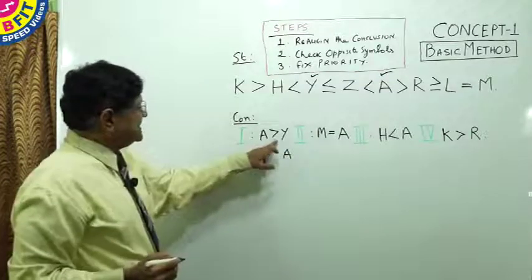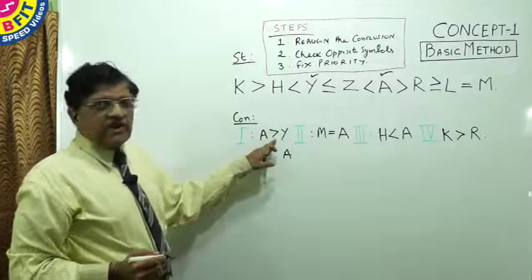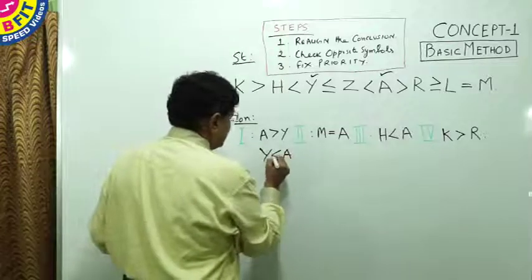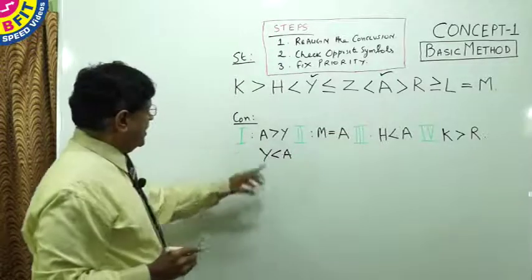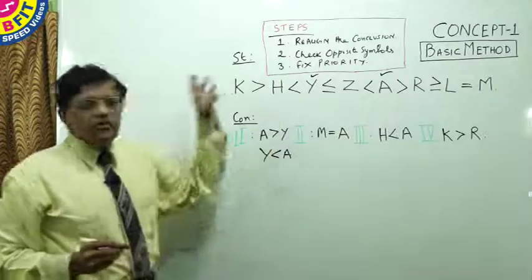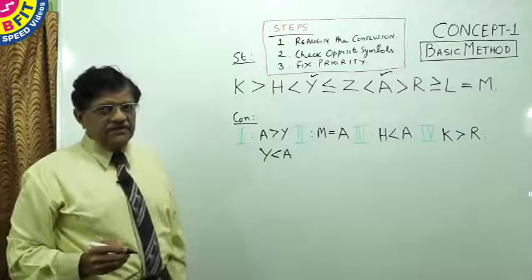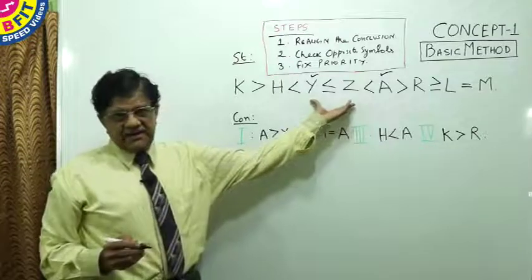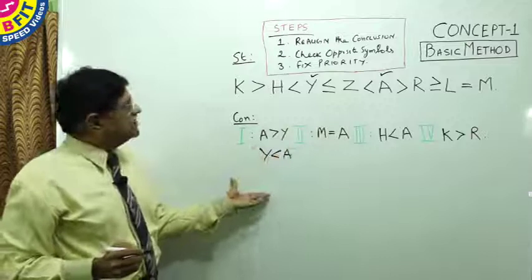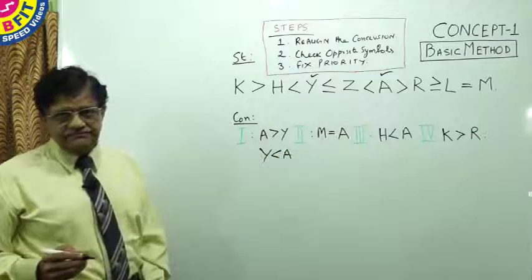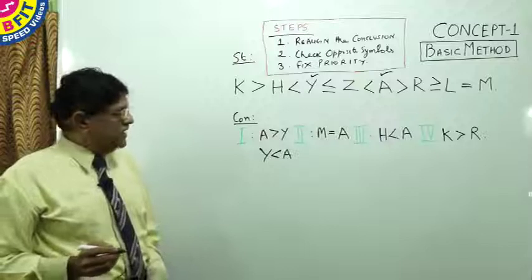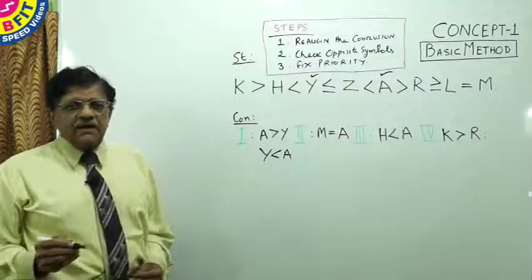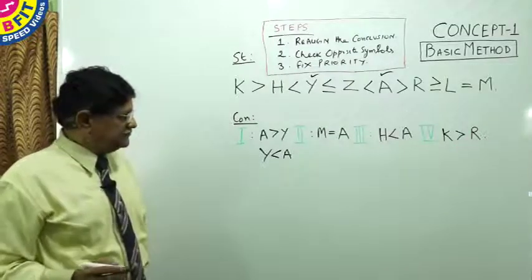Now A is greater than Y, that is what we are asked to verify. If we rewrite, then we should write Y is less than A. We have to verify Y is less than A. So the first step is realign the conclusion in tune with the statement. Now having done that, we should go to the second step. Before going into the second step, we should understand certain priorities in symbols.